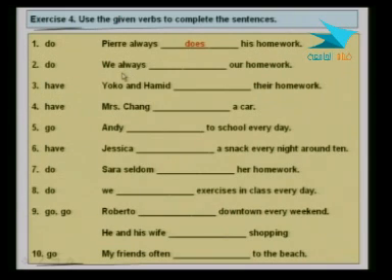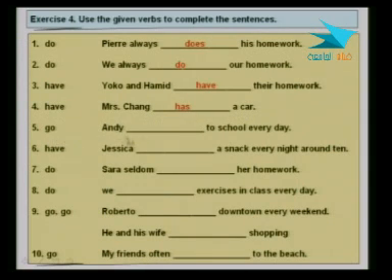And then we always what? Do we change it to does? Again, notice the subject is we, so it has to stay as is. So we do not change it, so we always do our homework. Have. Yuko and Hamid their homework. Again, 2 guys, so have, no change here. And then Mrs. Chan a car. So that, of course, have becomes has. So Chan has a car.